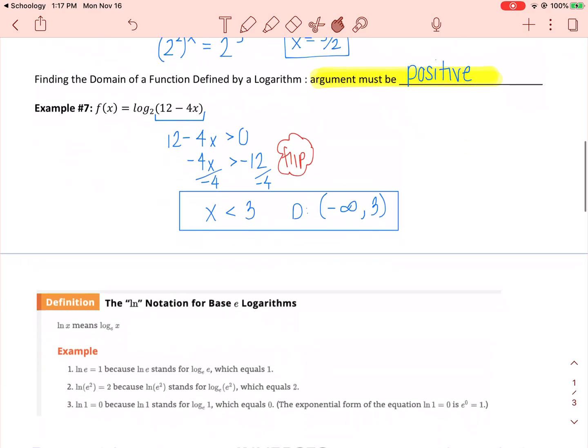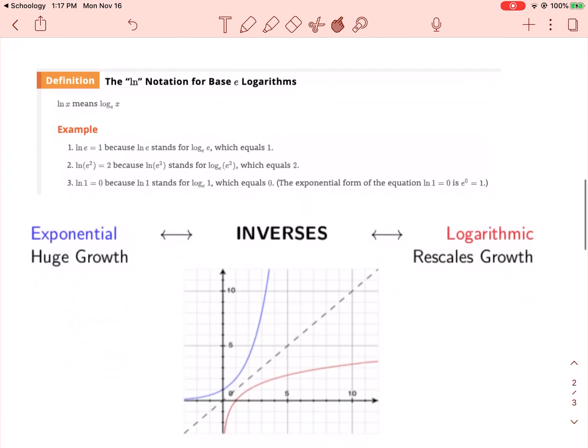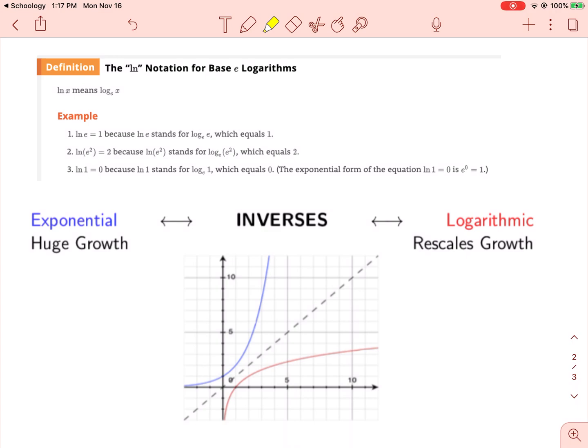A little bit more about the graphs. So when you look at it, they're inverses of each other. Inverse of each other just means x and y's flip. If the point was x, y, the inverse point is y, x. Hence, it's symmetric with the line y equals x. They're inverses of each other. But really fast, don't want to skip the ln of x idea.